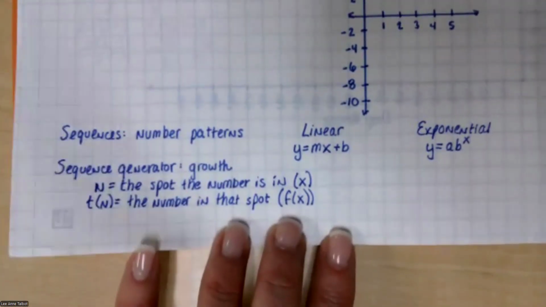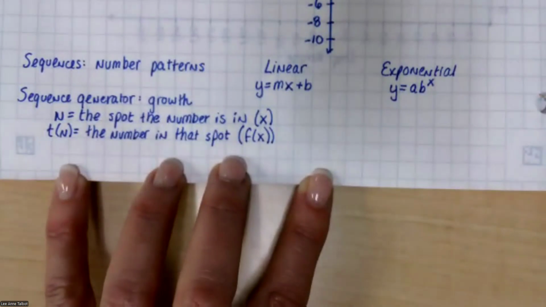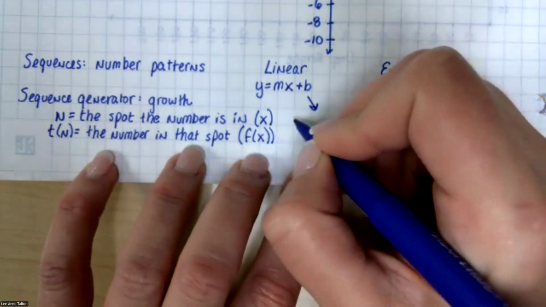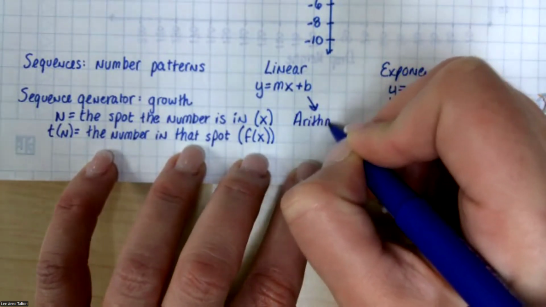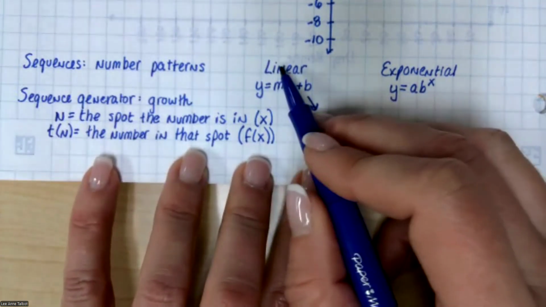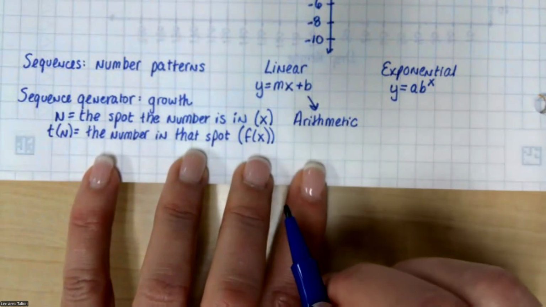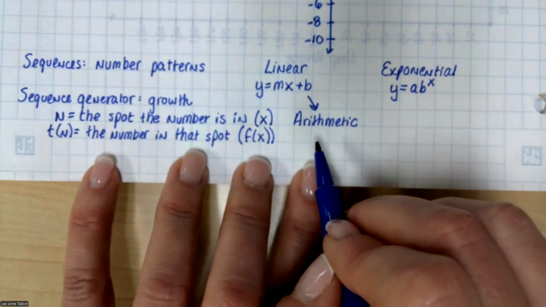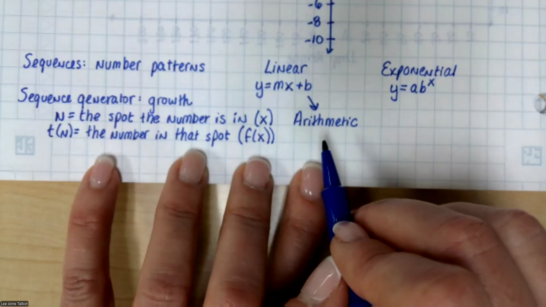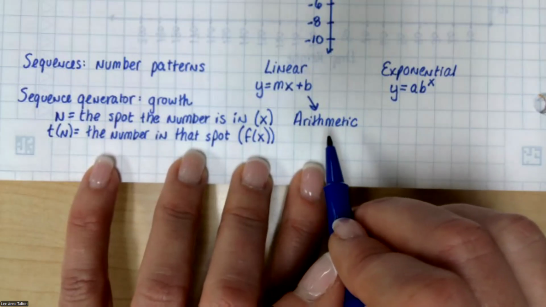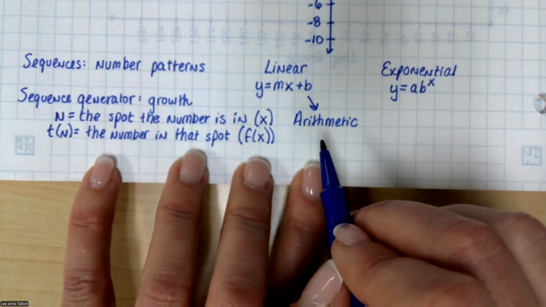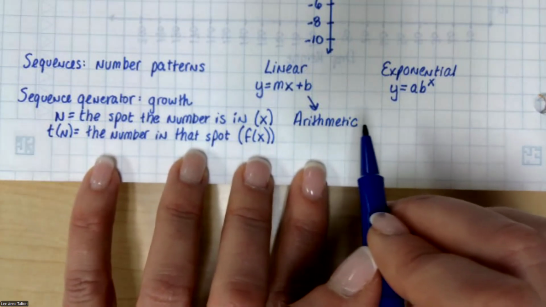Okay, now in sequences, they look different. So pick a little arrow here. This is called arithmetic. So a linear function is called an arithmetic sequence. That is not the word arithmetic. Don't say arithmetic when you see that. It's arithmetic. Arithmetic is an adjective. Arithmetic is a noun. Oh, the English language, so fun.